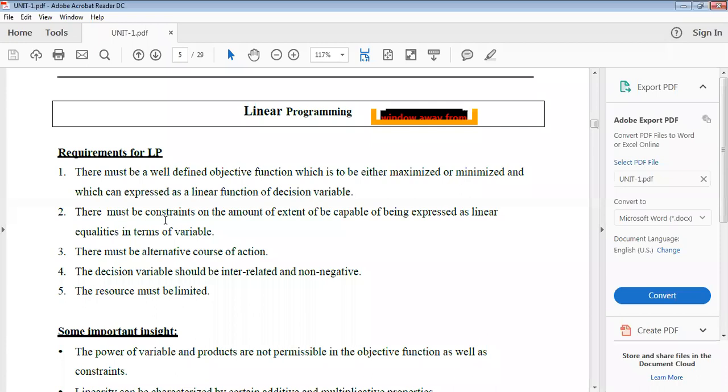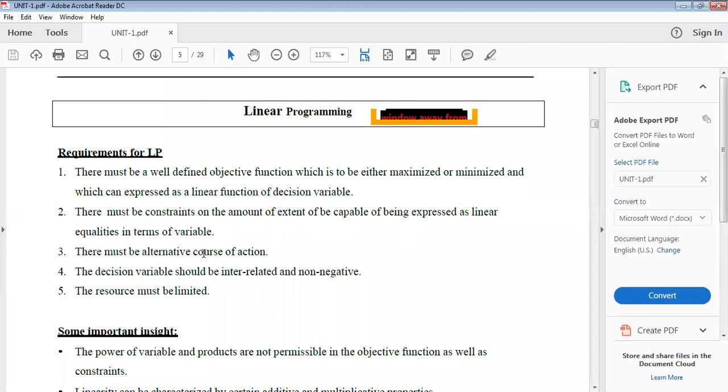Next, there must be constraints. After formulating the objective function, that function has to be solved within the framework and boundary of the constraints. With the help of these constraints, you can solve the particular objective function. All these constraints may be greater than or equal to, or less than or equal to, or sometimes equal to. These are the constraints of the particular problem.